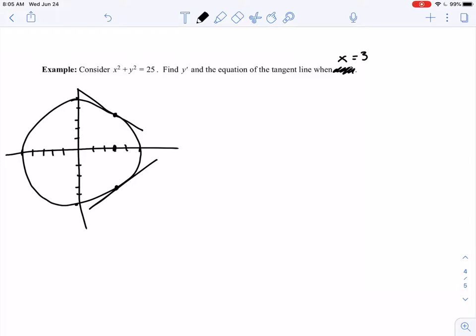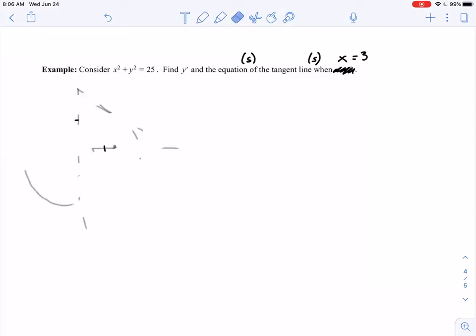So I actually have a typo in this problem then. It should say find the equations of the tangent lines at x equals 3. I might have more than one here. So let's just get right to it.